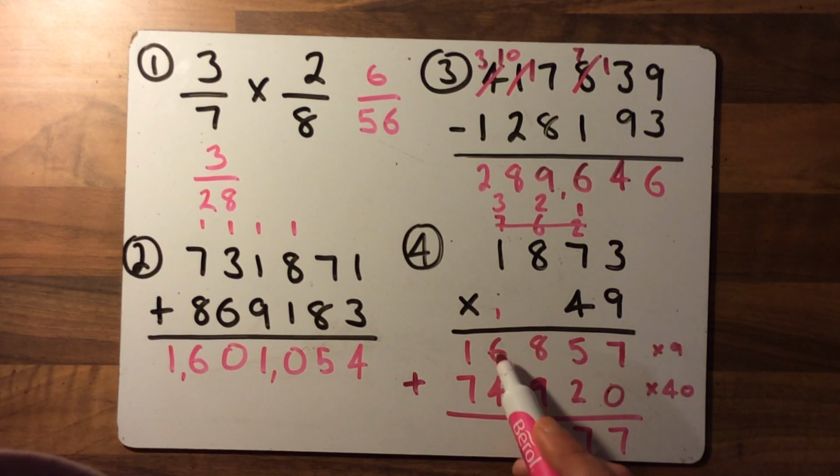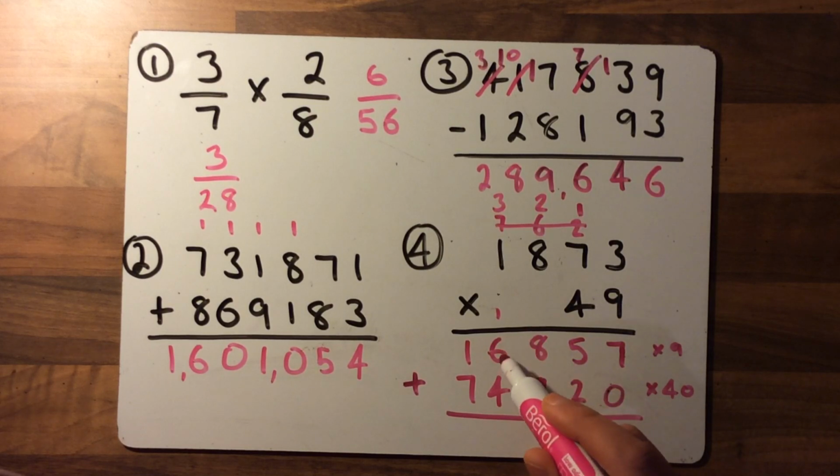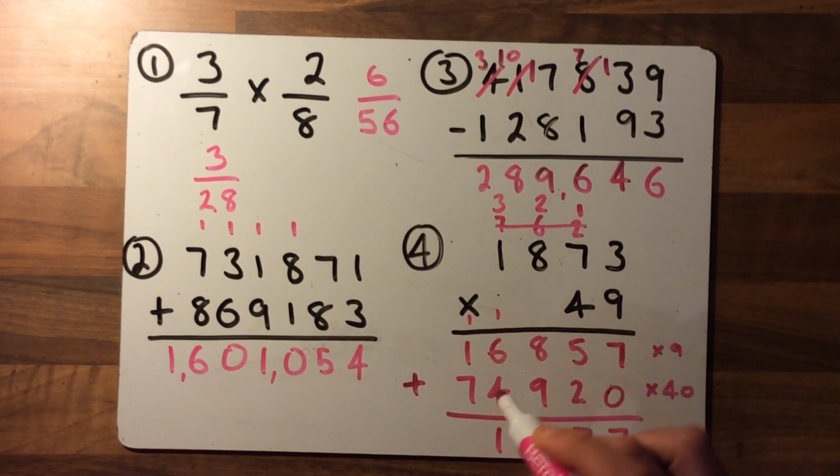And then if we add these up using our number bonds, we can see that 6 add 4 is 10, add another 1 is 11. And then finally adding these up gets us to 9. So 91,777.